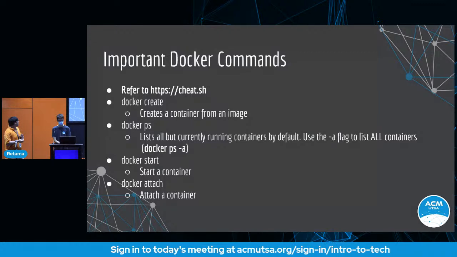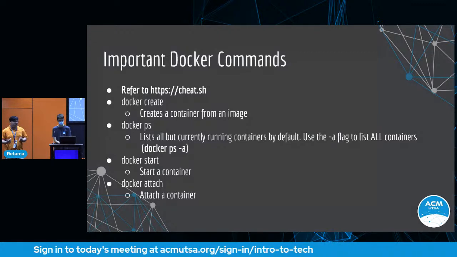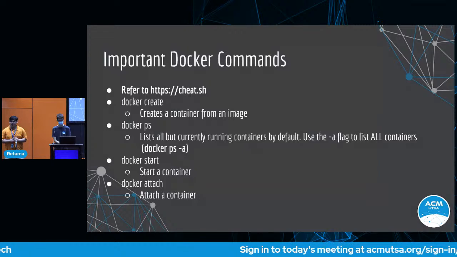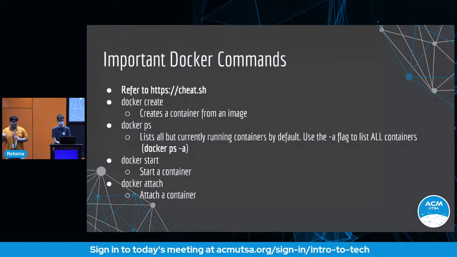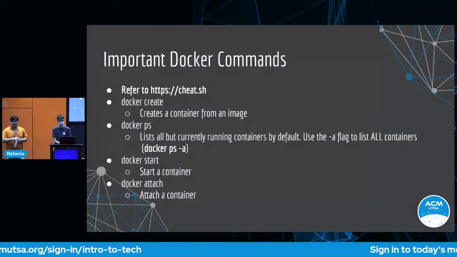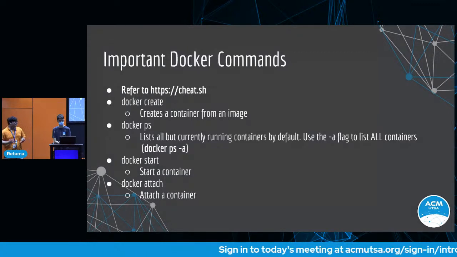Docker create basically creates a container from an image. Docker run runs the image to now become a container, whereas Docker create actually creates the container from the image. So I don't want you guys to get confused with the difference between Docker run and Docker create. Docker create creates a container from an image. Docker run converts an image into a runnable state, or basically a container.